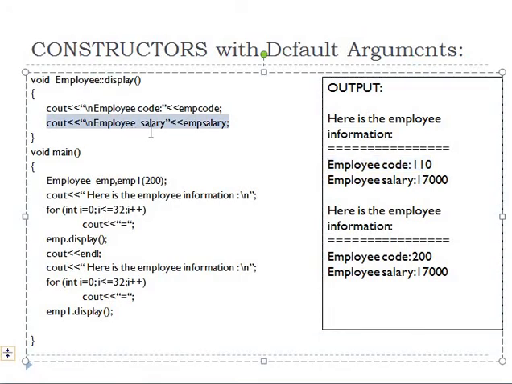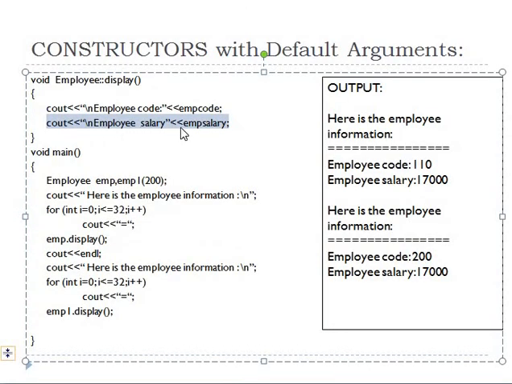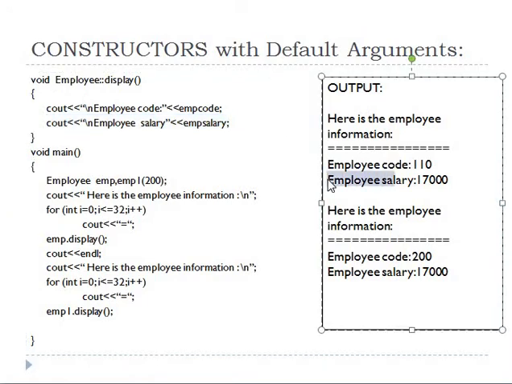Next, it prints the text employee salary and then the value assigned to the data member emp salary. As the data member emp salary has been assigned the value 17,000 when it is specific to the object emp, I get to see employee salary 17,000 printed in the output. Here it is. The output shows employee salary 17,000.